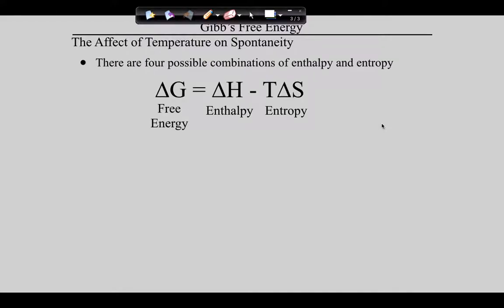Here's what you're going to do. So guys, we now have 4 possible combinations. I would encourage you to write this down in your notes. We have an enthalpy value and we have an entropy value. Enthalpy can be positive or negative. Entropy could be positive or negative. Or we could have one of each. Here's what I want you to do. As you write this thing down, what I'd like you to do is this.